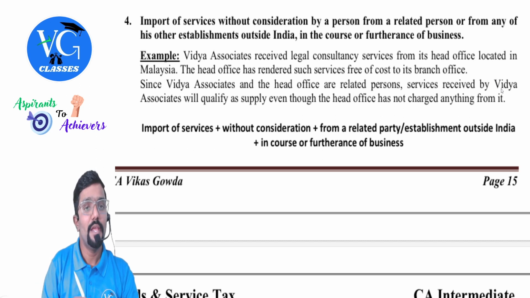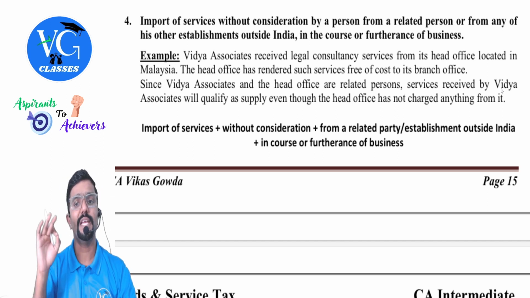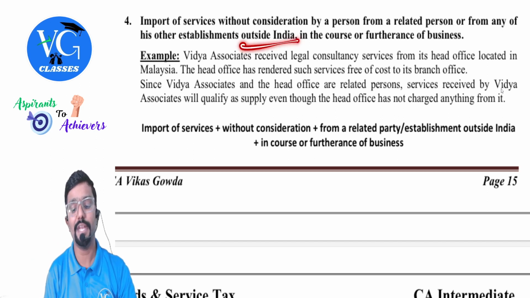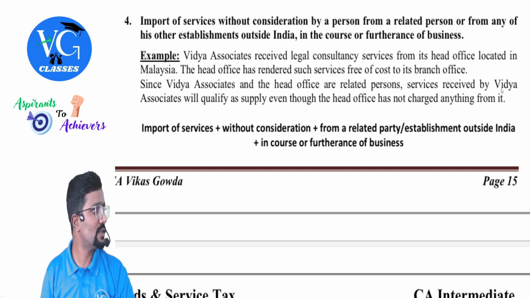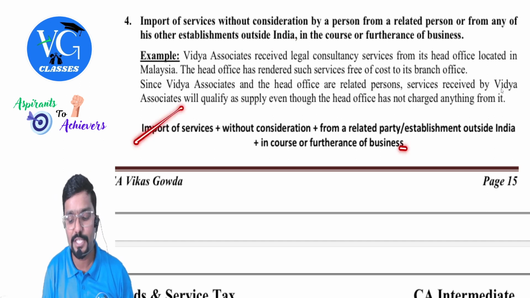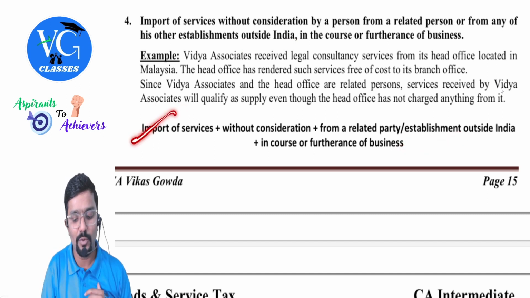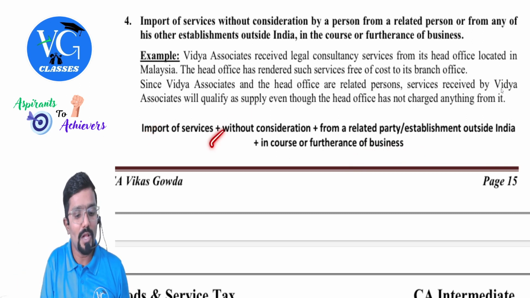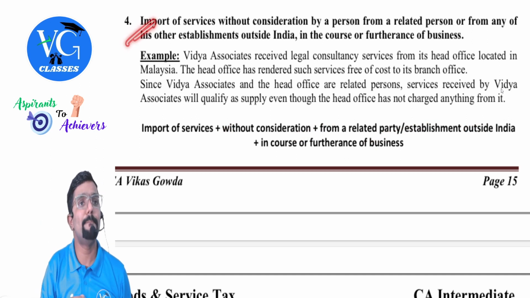Let me read it. Import of services without consideration by a person from a related person or from any of his other establishment outside India in the course or furtherance of business. All these conditions have to be satisfied, people. What are those, guys? At the end of every provision, I would have given it like this. See, this is just like a key line for you. All these conditions have to be satisfied. Only then an activity will be a supply as per para 4.